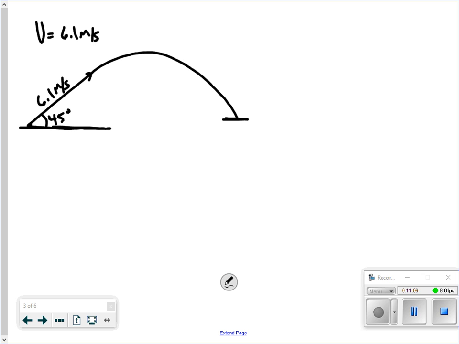At exactly the same height. That was important. It's a harder problem if it were to go further and land on the floor. So I said, you know, that muzzle speed of 6.1 meters per second, that looks suspiciously like the hypotenuse of a triangle. So let's draw it and let's figure out what is going on.